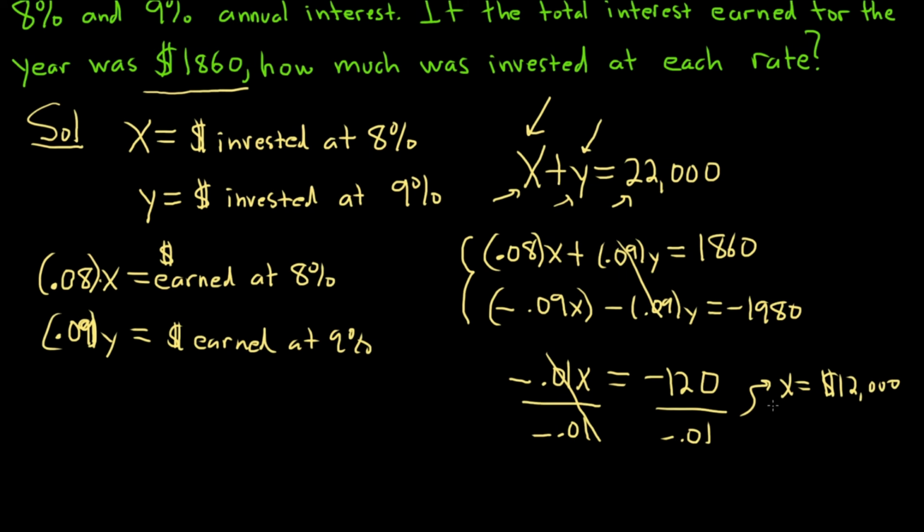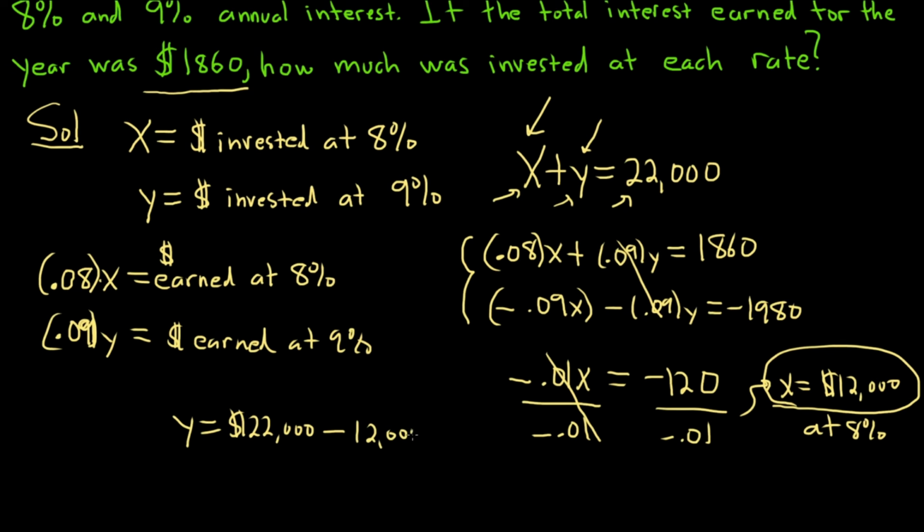So it looks like we invested $12,000 at 8%. And if you think about it, we invested $22,000 total. So what's left? Well, y must be equal to 22,000, the total invested, minus what we invested at 8%. So that's going to be $10,000 at 9%. And you can just do it in your head. The numbers are so nice, right?